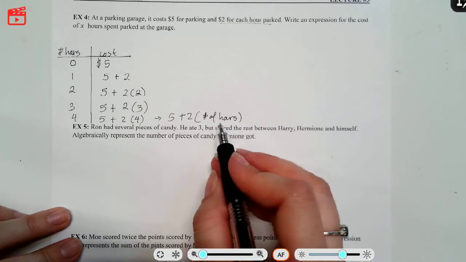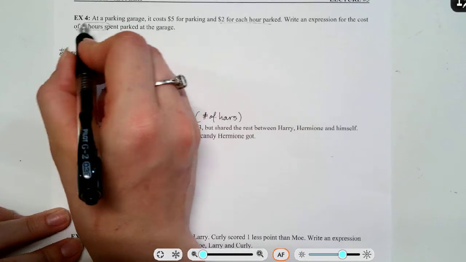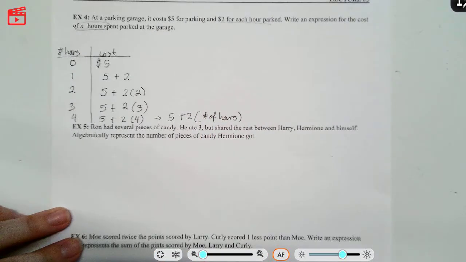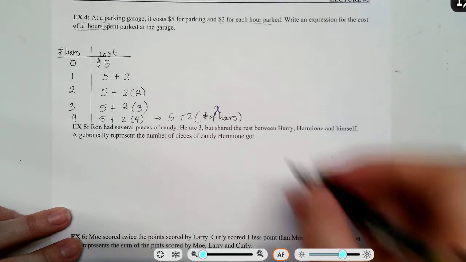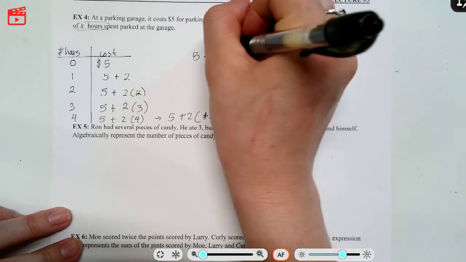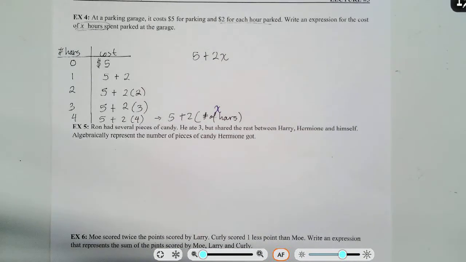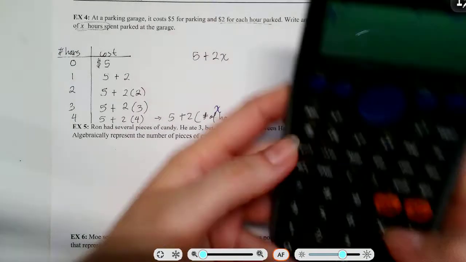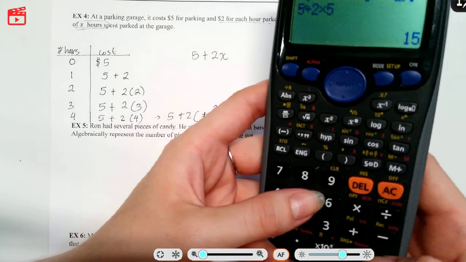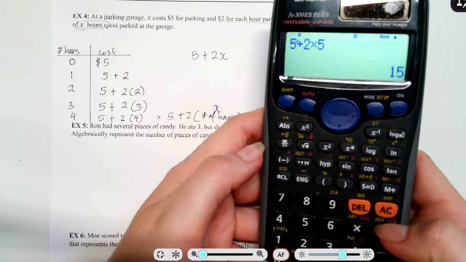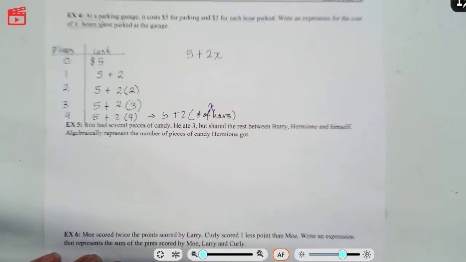Well, what is the number of hours? The number of hours is x. So right there is my algebraic expression. 5 plus 2 times x. So if I wanted to figure out how much it would cost me to park there for 5 hours, I would just do 5 plus 2 times 5. It would cost me $15. Okay, so a pretty neat way to use that expression.